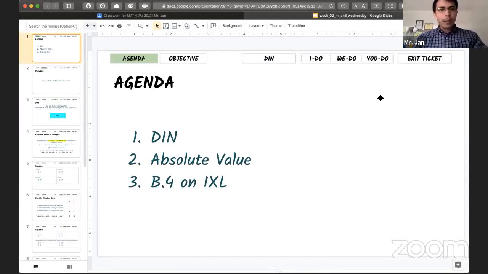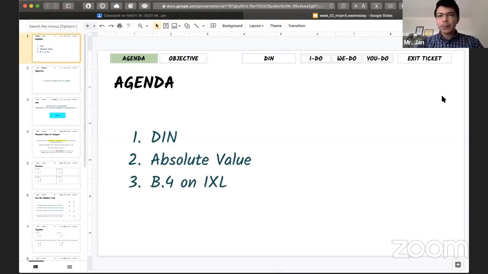Good morning, everybody, again. Today's agenda is we're going to start with an absolute value lesson. It's a review from 6th grade. And at the end of the lesson, there will be independent practice on IXL, it will be B4. Okay.